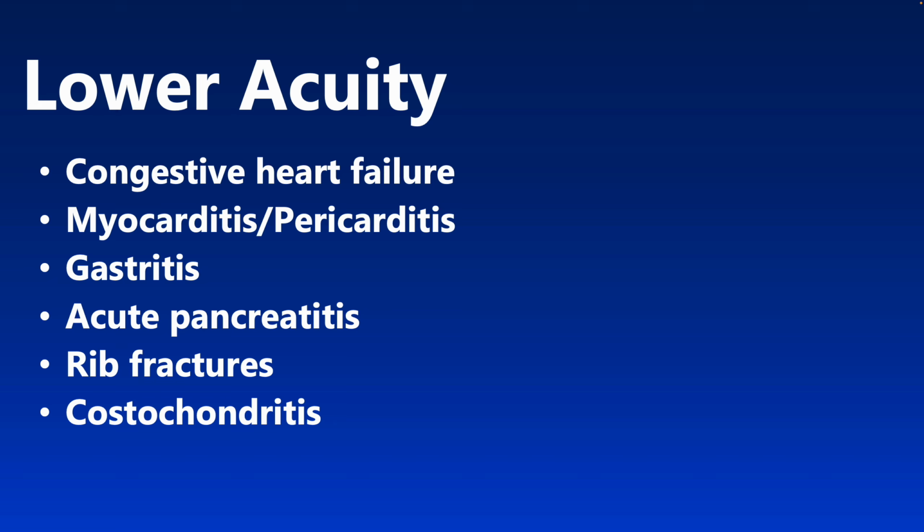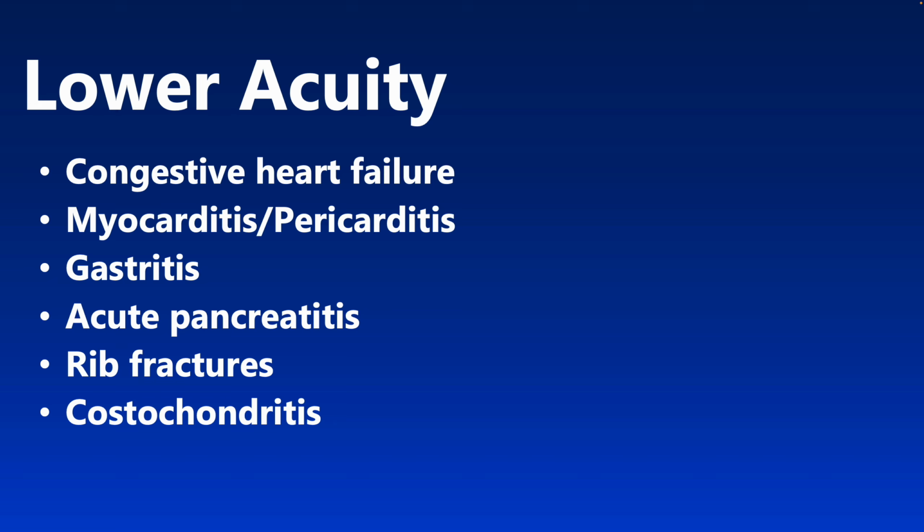Other differentials that we need to have for chest pain: myocarditis, pericarditis. Depending who you're speaking with, myocarditis and pericarditis might exist on a spectrum. They may be two parts of the same condition, and that's the way that I think of it too. Other differentials that we want to be thinking about: gastritis, acute pancreatitis can certainly cause epigastric abdominal pain that radiates up to the chest, so we want to keep that on our differential.